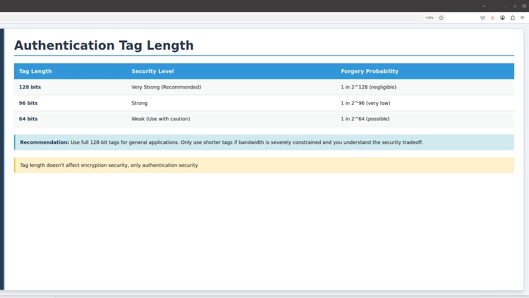When choosing a tag length, you are making a trade-off between security and bandwidth. For most applications, especially Internet protocols, the 16-byte overhead of a 128-bit tag is negligible compared to the payload size, so there is no reason not to use the full 128 bits. Only use shorter tags if you have a specific bandwidth constraint and understand the security implications.